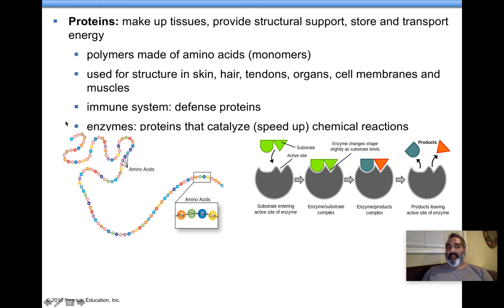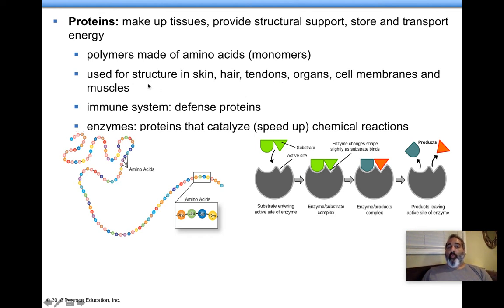This is how enzymes are important for our bodies and how they produce energy and how they do all of their activities. We have immune system defense proteins that are made out of proteins. Basically, these help our immune system to target and kill things. They're called antibodies, for example. Skin, hair, tendons, cell membranes, muscle, these all have a lot of protein in them.